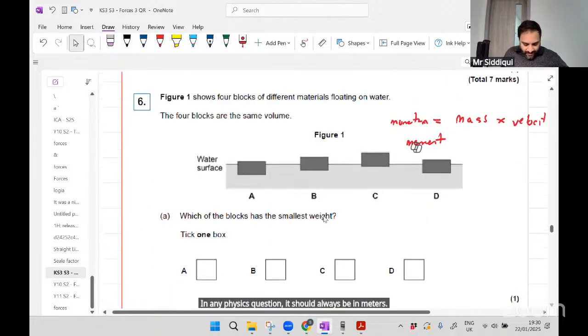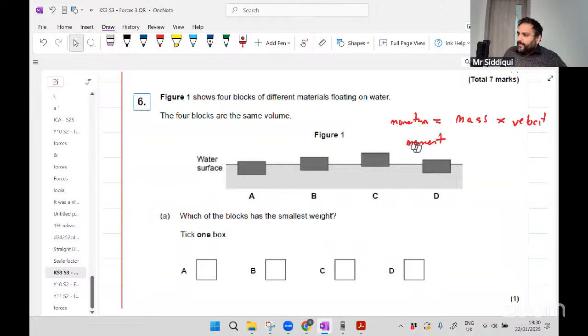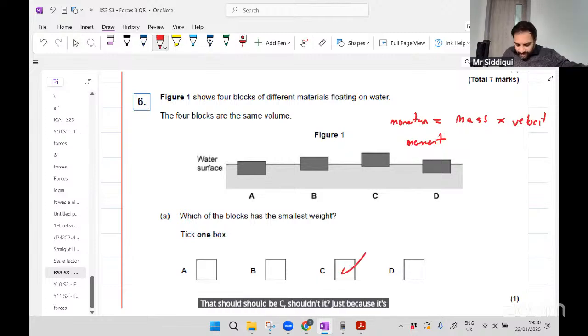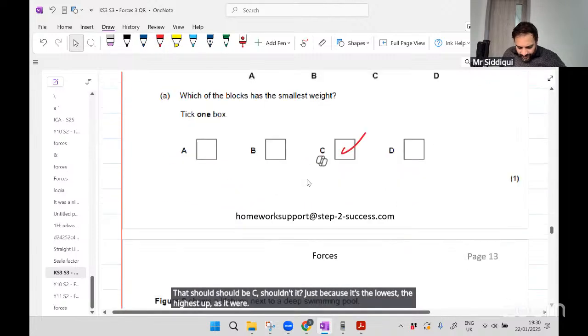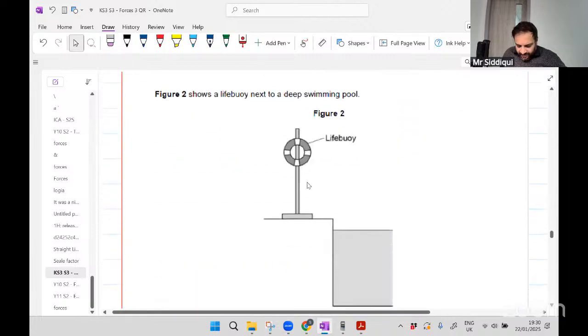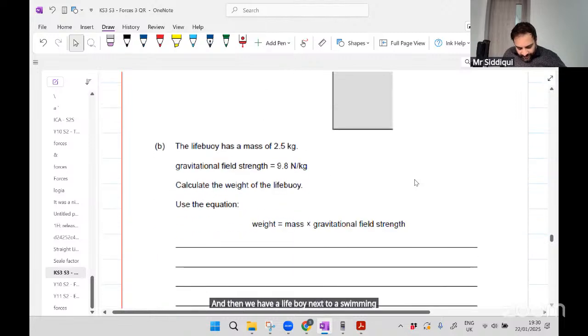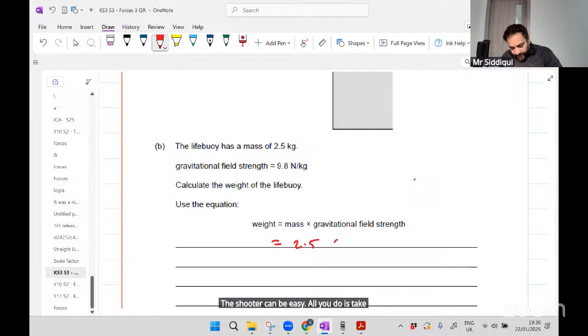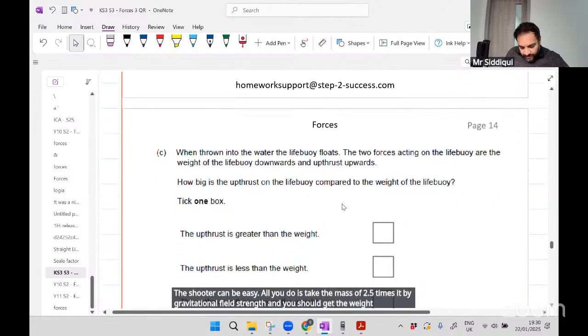And then somebody asked me about question 6 on here. Which of these blocks has the smallest weight? That should be C, shouldn't it? Just because it's the lowest, the highest up, as it were. And then we have a life buoy next to a swimming pool. It has a mass of that. This should again be easy. All you do is take the mass of 2.5 times it by gravitational field strength, and you should get the weight. That should all be straightforward.